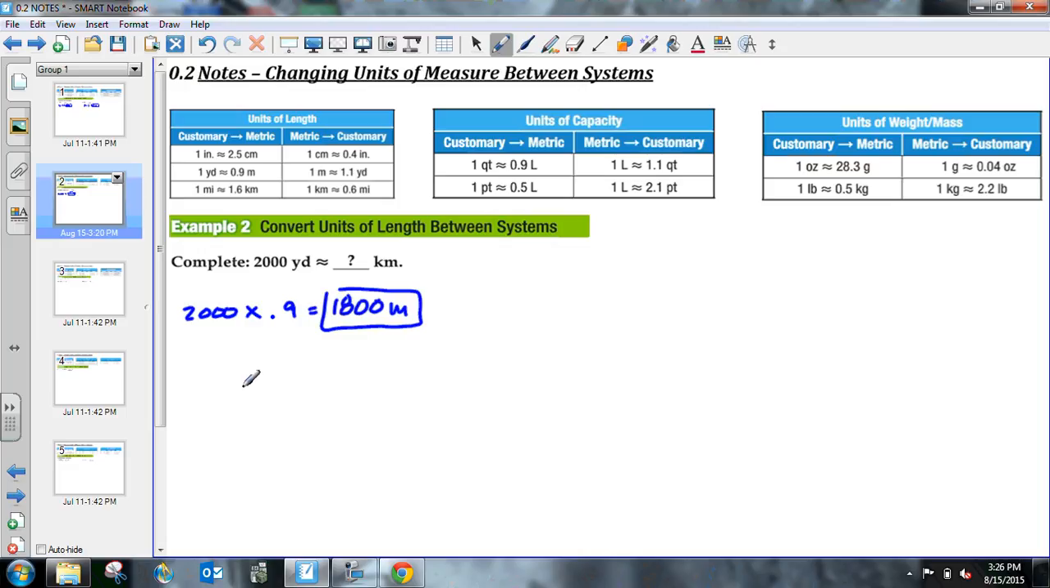Now, if I have 1,800 meters, I want to convert that into kilometers. If I'm going from meters to kilometers, that's small to large, so I want to use division. I know that there are 1,000 meters in every 1 kilometer, so I'm going to take 1,800 and divide that by 1,000, and that gives me 1.8 kilometers. That one was a little tricky; you have to use a little bit of intuition. Everything that we learned in 0.1 can be applied to what we learned here, something we learned in the last section.